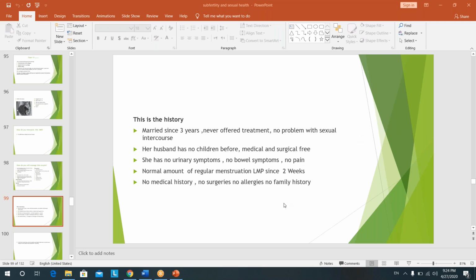Okay. So in the history she has multiple fibroids, but she is asymptomatic. She is having asymptomatic fibroids.